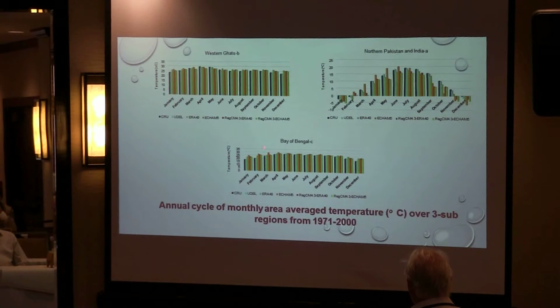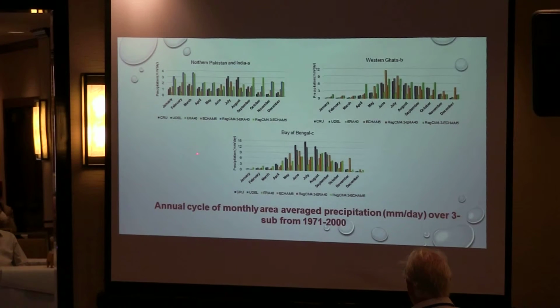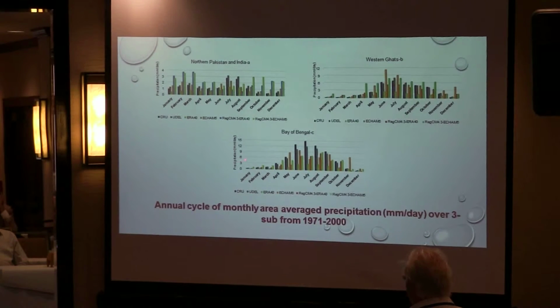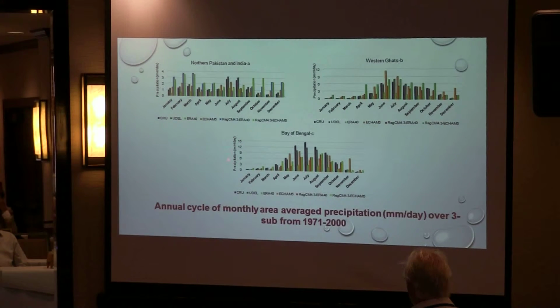So in the case of temperature, we have much better results in the monthly area average temperature for the two simulations as compared to the observations and as compared to the driving fields. But in the case of precipitation, we have some mixed results of dry and wet seasons. For example, as I explained in earlier slides, the model tends to overestimate the precipitation over the northern part of India.